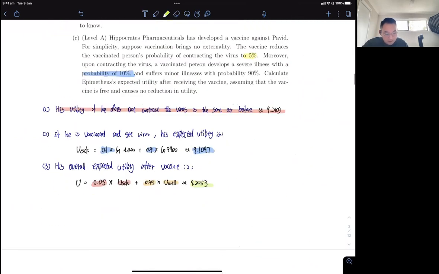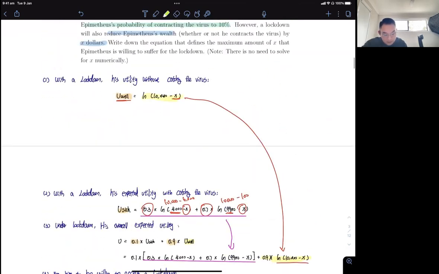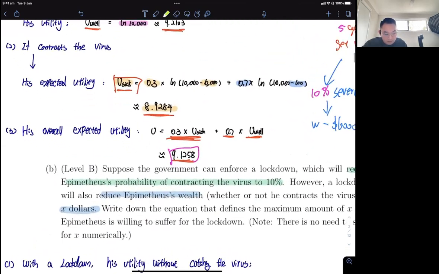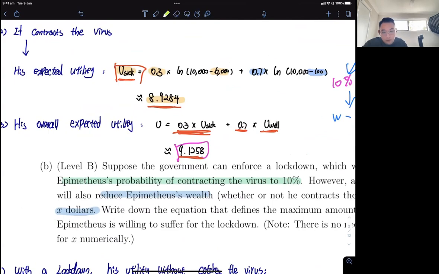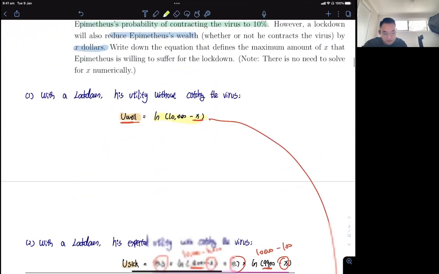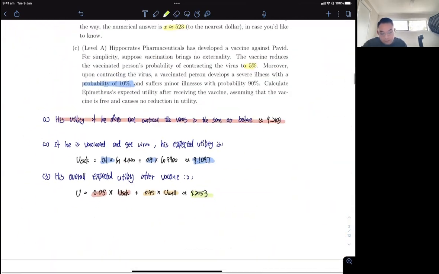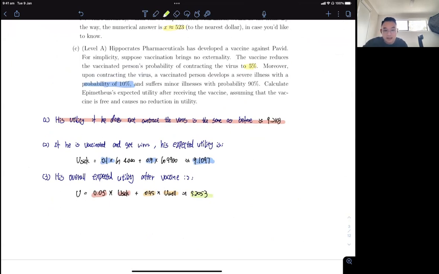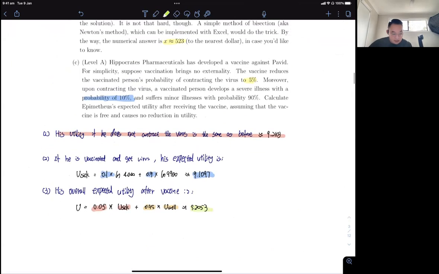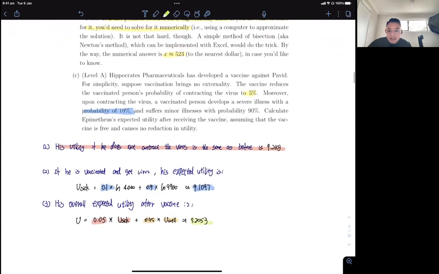But obviously, 9.2053 is better than our answer in question A, which is 9.1258. It's much better than that. So I would say people have more incentives to take the vaccination. So that's our question C.